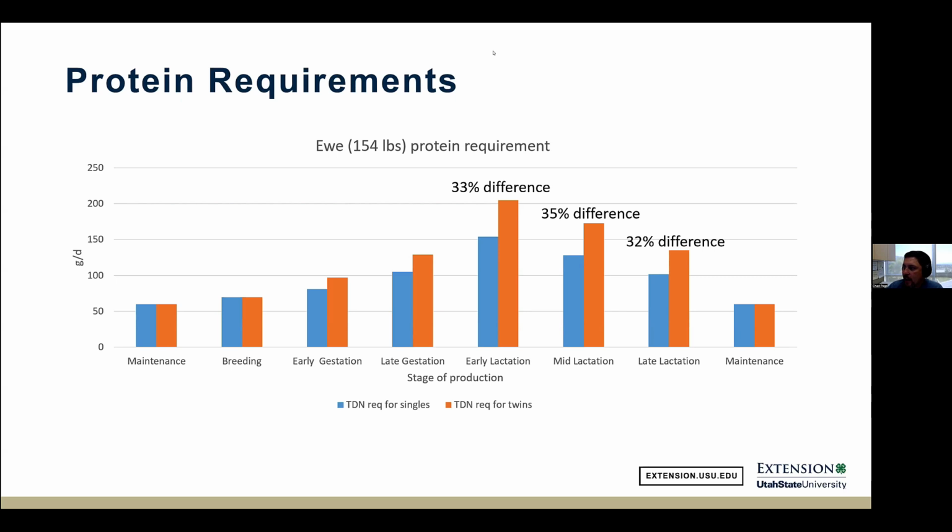The more you remove the milk, the more milk they'll produce. And so when we have more lambs nursing on a ewe, she's going to produce more milk, and her energy and her protein requirements are going to go up fairly significantly. So you can see here that in early to late lactation, there's roughly a 30 to 35% difference between those ewes that are just raising a single versus those that are raising twins.